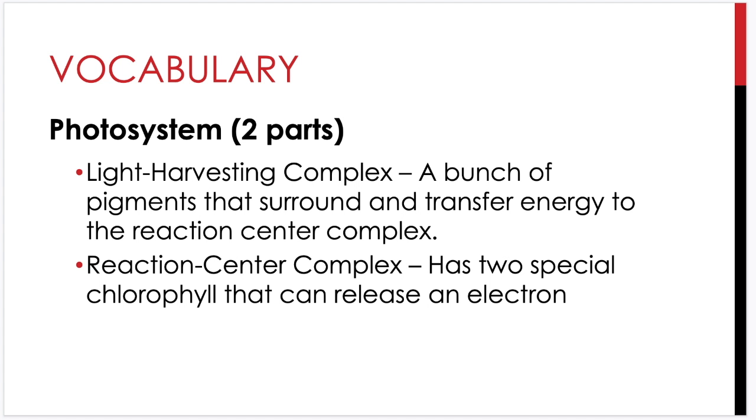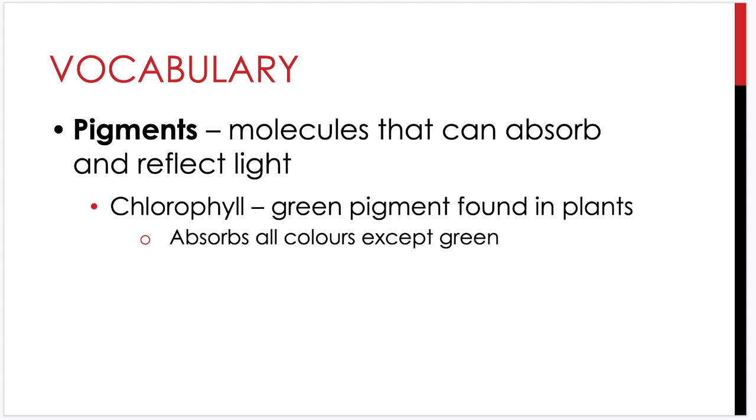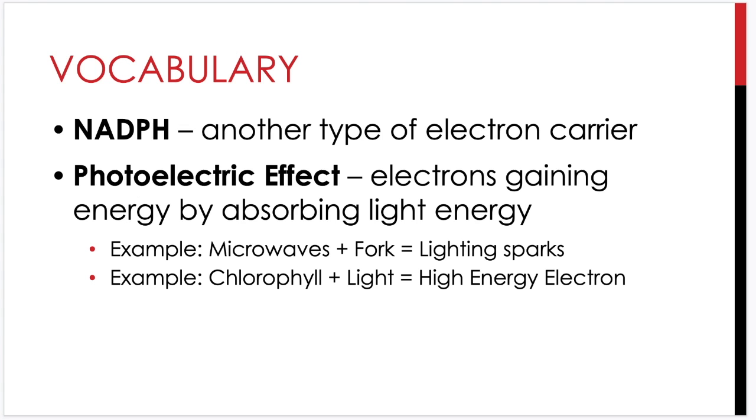So here is some vocabulary that you need to know. You need to know what a photosystem is. A photosystem has two parts. There's a light harvesting complex, which is a bunch of pigments that surround and transfer energy to the reaction center complex in the middle. A reaction center complex has two special chlorophylls that can release an electron. Pigments are molecules that can absorb and reflect light. Chlorophyll is a green pigment found in plants. It absorbs all colors except green.